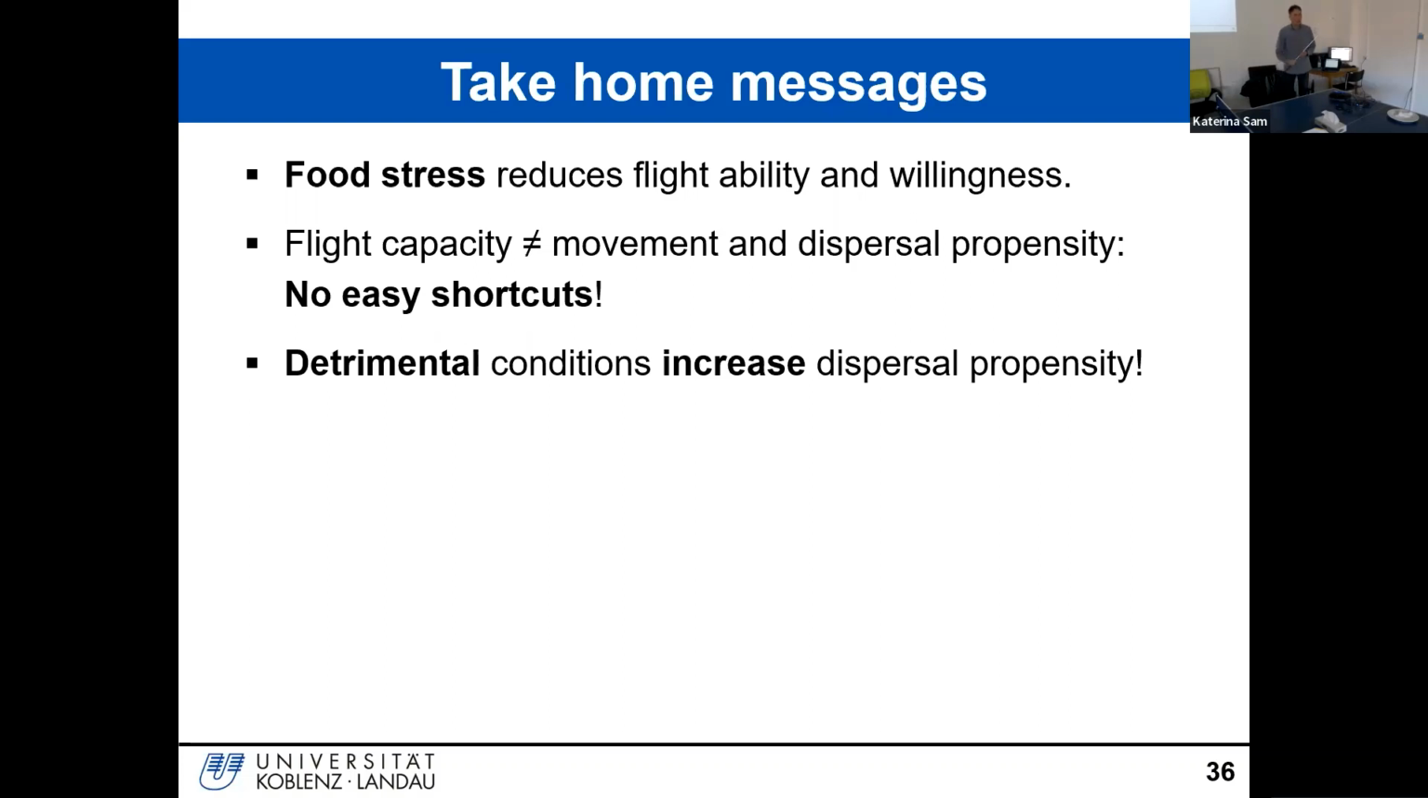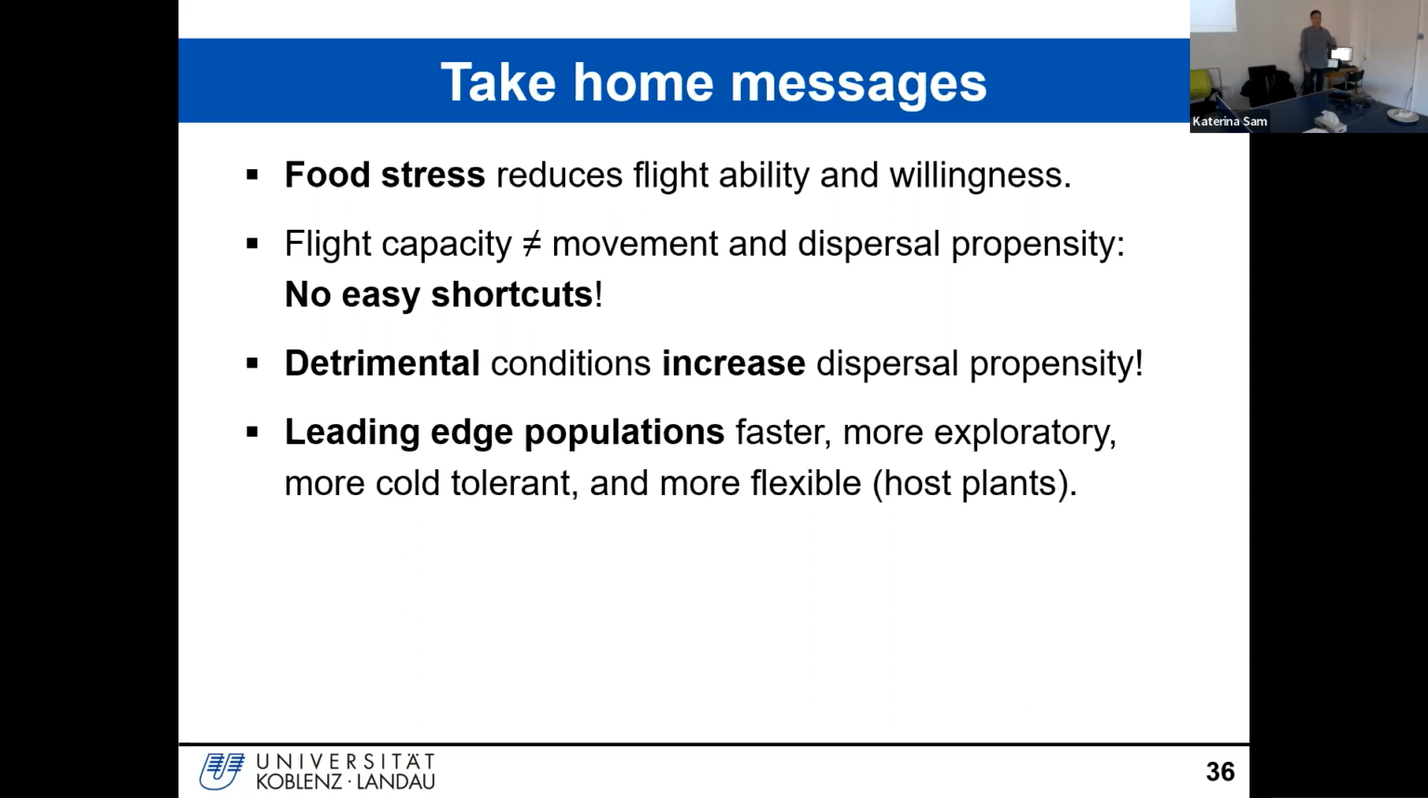And this is actually bad news for all, I think, entomologists, because we also always use, as I did actually in my last example, right? Oh, they have longer wings, so they are better dispersers. We can actually show that there is no easy shortcut between the two. So we have to be very careful what we conclude from such data, because at least in many cases, I would say there is just no relation between the two. It's rather the detrimental conditions that increase dispersal propensity, which indicates that it's rather motivation than anything else.